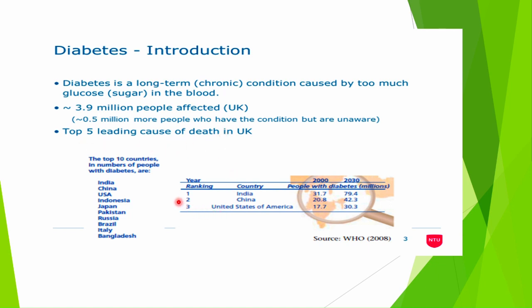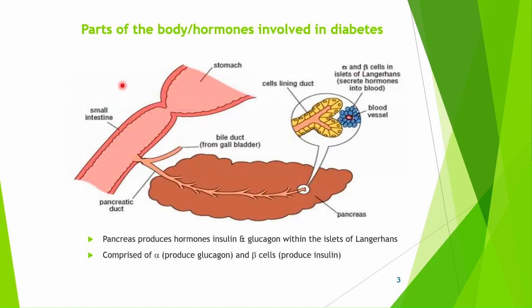The country with the highest number of people suffering from diabetes is first India, second China, third the United States of America. India is probably going to increase to 9 million people in 2030, China will increase to 42 million people, and the United States probably will increase to 30 million people suffering from diabetes in 2030.